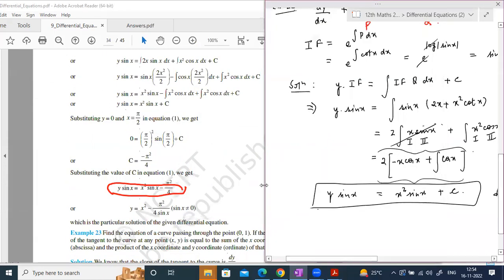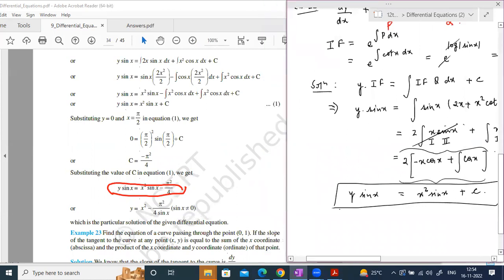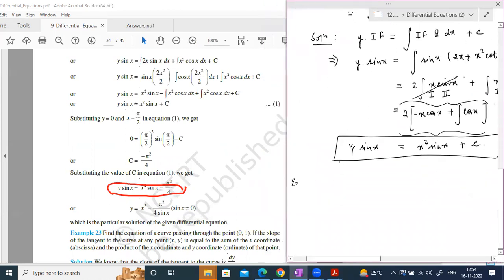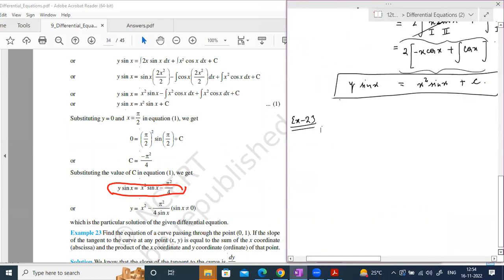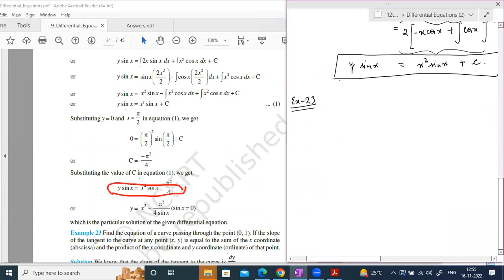Let's try 23. This is a word problem. Find the equation of a curve passing through the point (0, 1), if the slope of the tangent to the curve at any point, that means dy by dx, which is the slope, is equal to the sum of the x coordinate and the product of the y coordinate and the x coordinate.